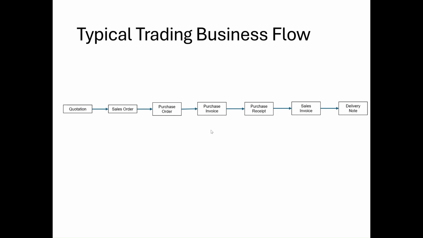Receipt of a purchase invoice, or sales invoice, from the supplier, which is our purchase invoice. A purchase receipt to receive the goods, or GRN, goods received note. Sales invoice: once we have the goods, we can sell to the customer, and we issue a sales invoice to the customer. And a delivery note, which is to deliver the goods to the customer. And that basically is the crux of the whole trading business flow.